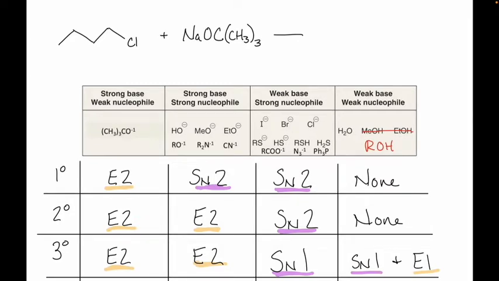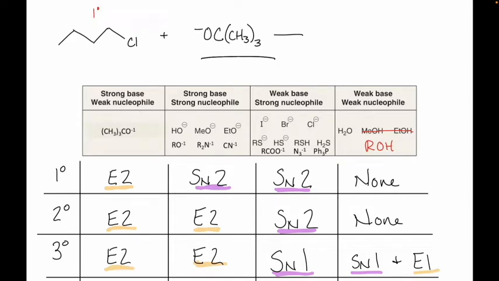All right, so first of all, what am I going to do to that sodium? Erase it and then replace it with a negative sign. Okay. For my substrate, primary, secondary, or tertiary? So this is primary. And then which category does my nucleophile / base live in? So this is this one right here. So this is the strong base, weak nucleophile.